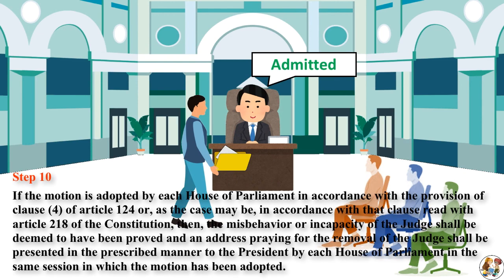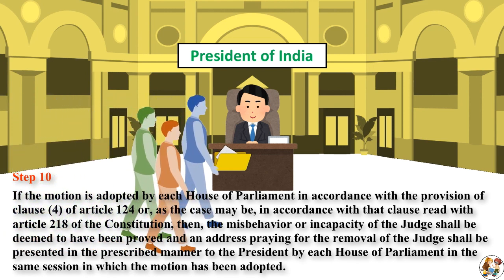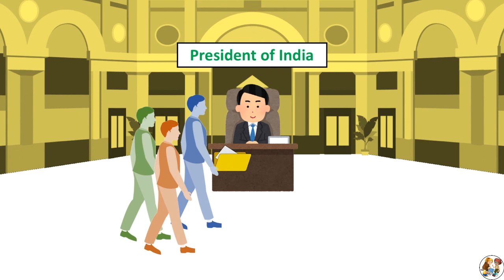Step 10. If the motion is adopted by each House of Parliament in accordance with the provision of Clause 4 of Article 124 or, as the case may be, in accordance with that clause read with Article 218 of the Constitution, then the misbehavior or incapacity of the judge shall be deemed to have been proved and an address praying for the removal of the judge shall be presented in the prescribed manner to the President by each House of Parliament in the same session in which the motion has been adopted. So, this is the whole procedure of removal of a judge of the Supreme Court through illustration.